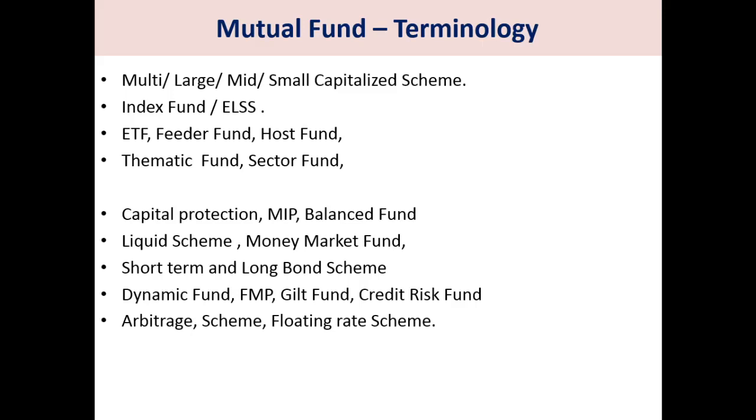Similarly, you have a classification of schemes for the hybrid segment and for the debt segment, and you have words like capital protection fund, monthly income plan, balance fund. That's in the hybrid segment. And then a host of schemes are there in the debt segment: liquid fund, money market fund, short term to long term debt schemes, dynamic fund, fixed maturity plan. FMP is known as fixed maturity plan. And then gilt fund, credit risk fund, arbitrage fund, and the floating rate scheme. So these are different schemes that you will come across.